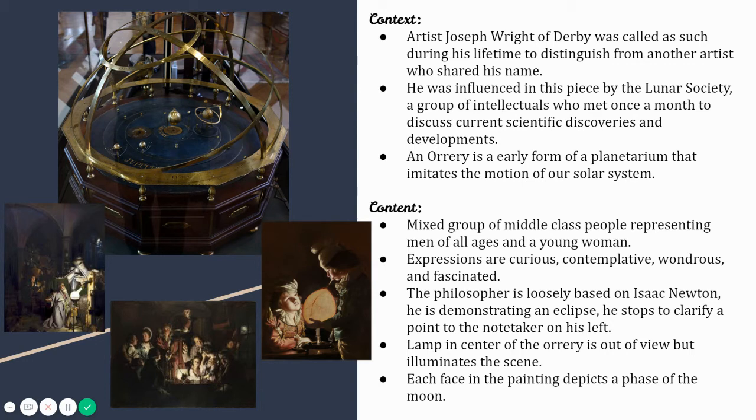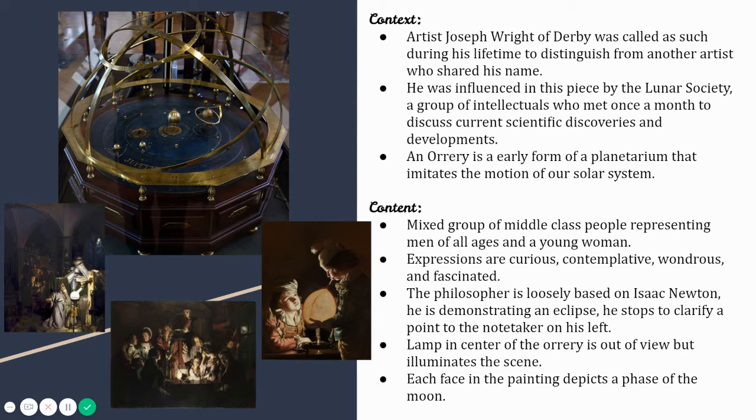contextually, the information we have here is the artist, Joseph Wright of Derby. He basically titled himself that, Joseph Wright of Derby, and that's because there was another artist working regionally in that same area in the same time period who shared the same name, and he wanted to have a distinction between him and the other Joseph Wright. So he titled himself Joseph Wright of Derby.